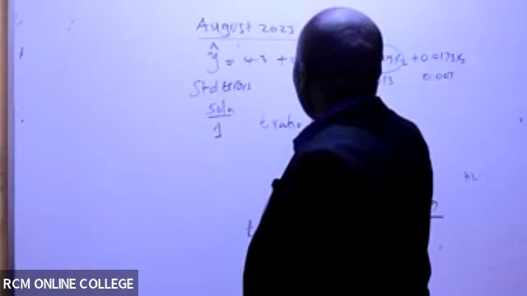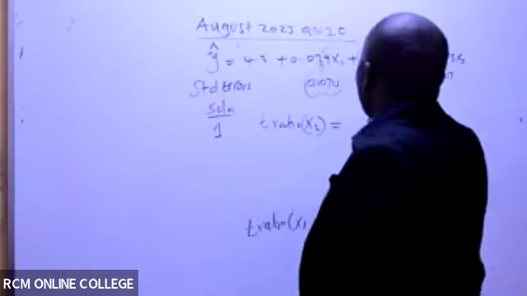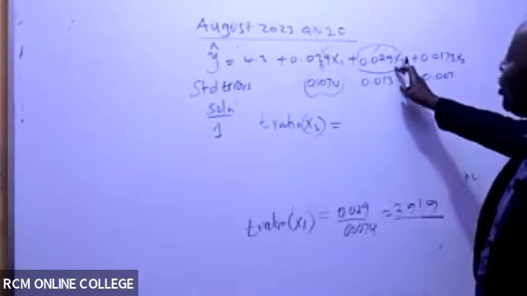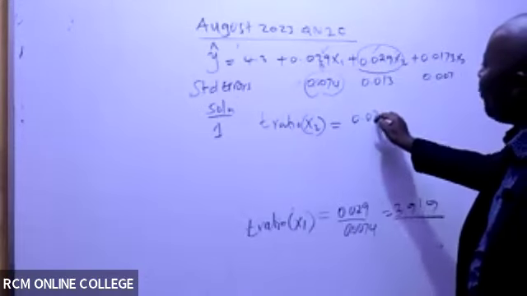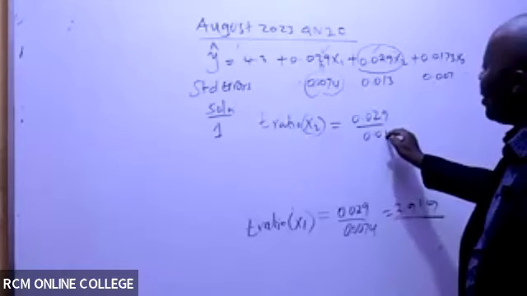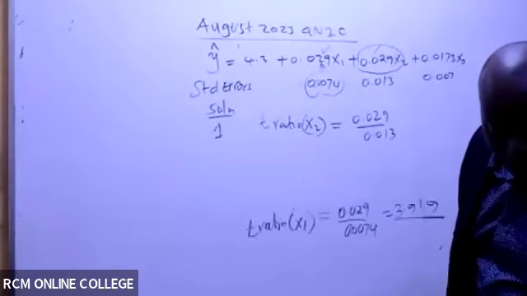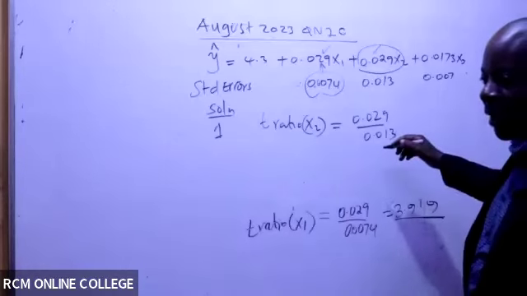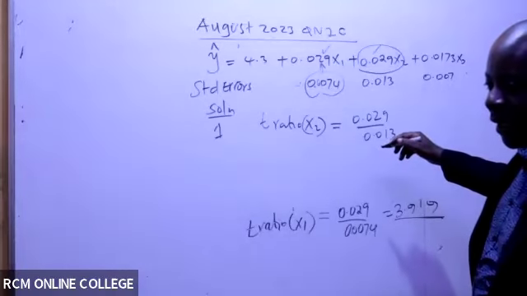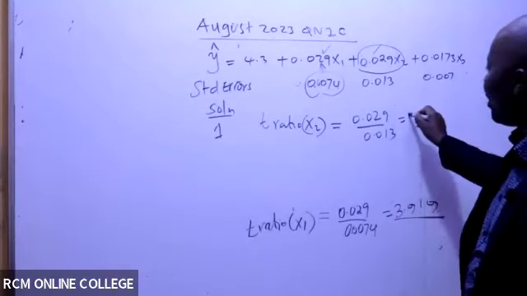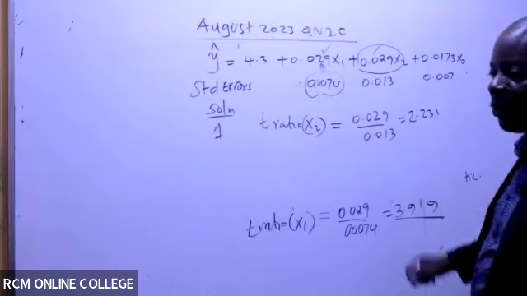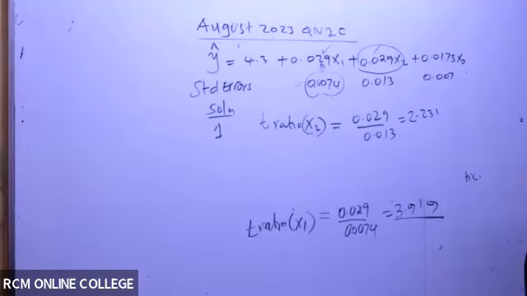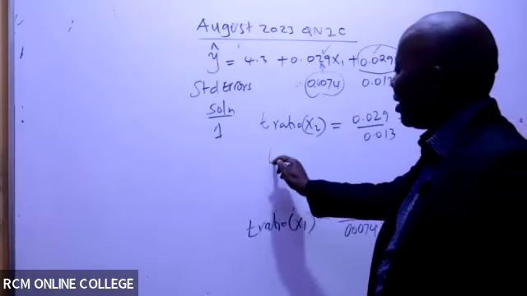So T ratio for X2, the model is very easy. You take the coefficient, the number that comes before this, you divide this by 0.013. I don't want to make a mistake. Yeah, this is 0.013. So this one I'm being given by Calvin, 2.231. Can somebody else confirm? I'm always comfortable when I get 2 or 3. Yeah, thank you so much. Somebody has confirmed.